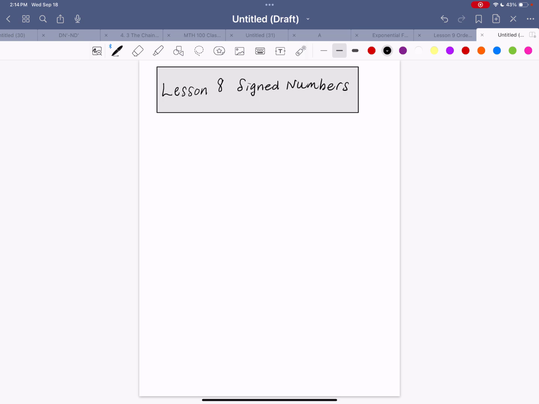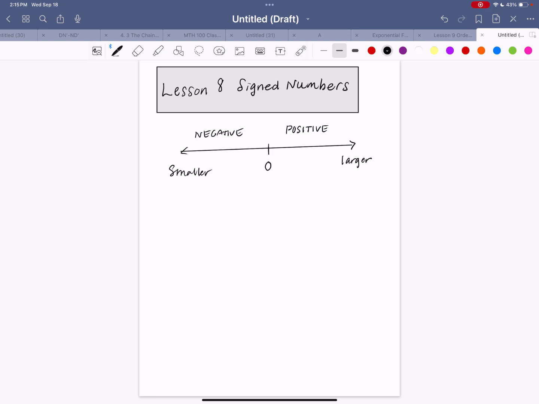on sign numbers. Here's what you need to know about sign numbers. If you have a number line and you put a 0 in the middle, it is customary for the positive numbers to go to the right, and as they go to the right, they get larger, and for the negative numbers to be on the left, and as you move to the left, they get smaller.